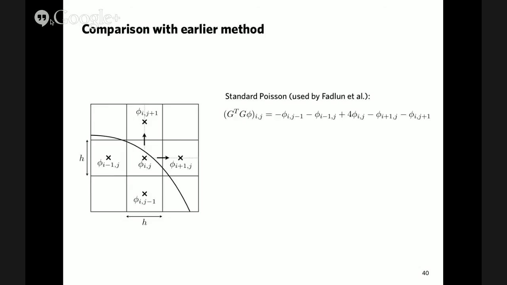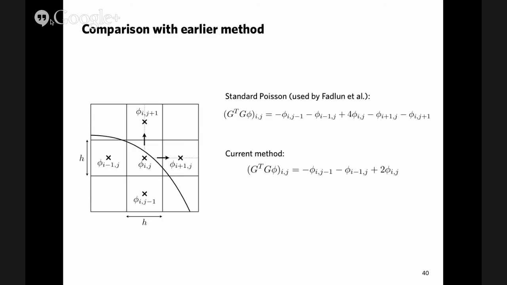This is the standard Poisson stencil. And this is what it would look like in the method by Fadlon et al. But in the current method, when you calculate the G transpose G, which is actually divergence times gradient in the previous slide, it's going to look like this. These relations are for a uniform grid. It's going to look slightly different for a non-uniform grid, but for simplicity's sake, I've chosen a uniform grid.